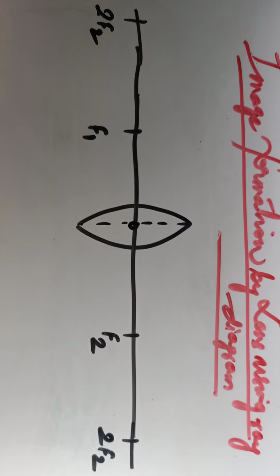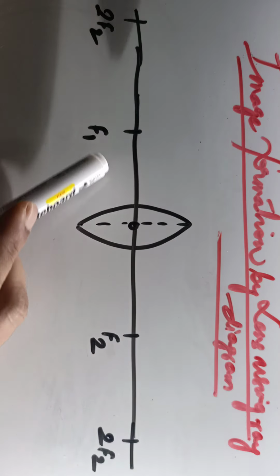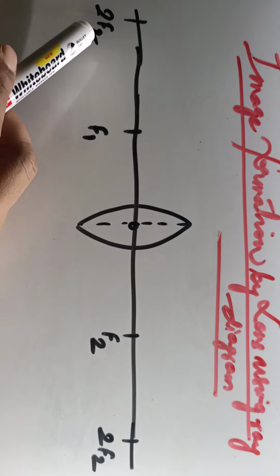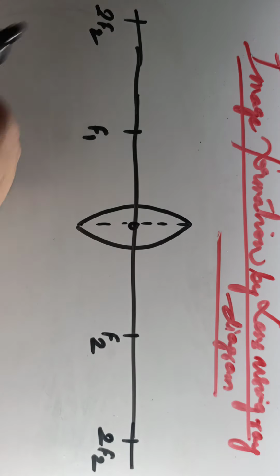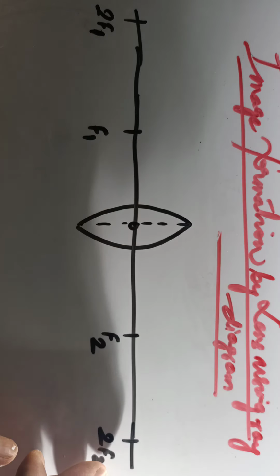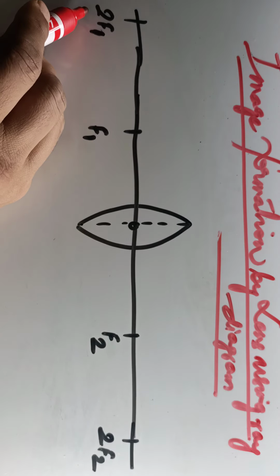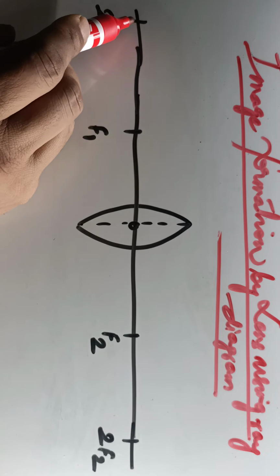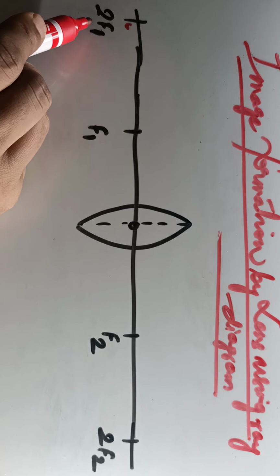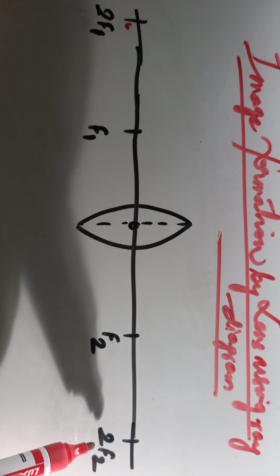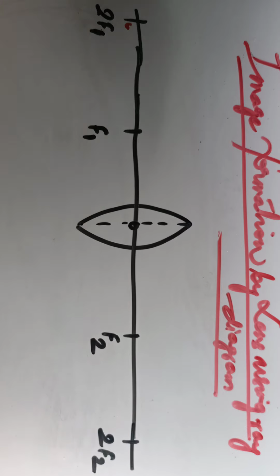Now let's try drawing or finding out the position of the images. On the screen what you will see is we have a convex lens, and then we have focus 1, focus 2, twice focus 1. Sorry, this should be focus 1 and this should be focus 2. It is same like mirror. In case of mirror we write f and c, twice the focal length. So in case of mirror we would be writing c, but in case of lens we are writing 2f1 over here and 2f2.